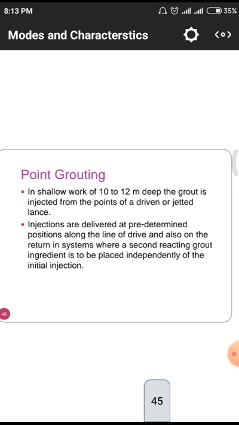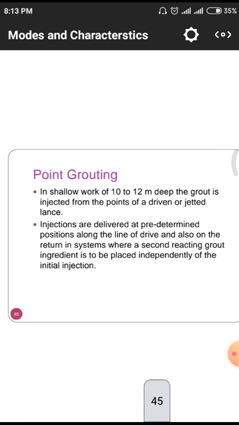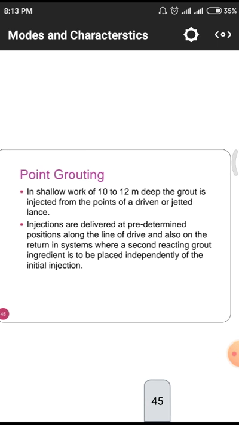The next one is point grouting. At a point we are injecting the materials, that is the major concept of point grouting, in shallow work of 10 to 12 meters deep. 10 to 12 meters means simply 30 to 40 feet depth, and 30 to 40 feet means normally a four-story building deep. Grout is injected from the points of driven or jetted lines.